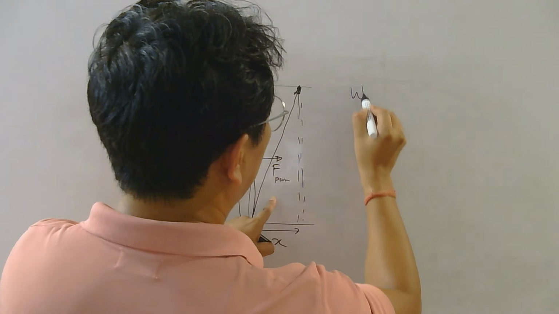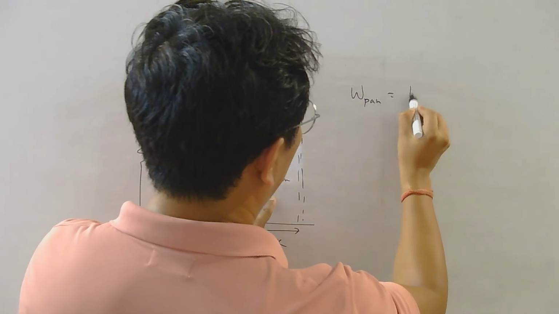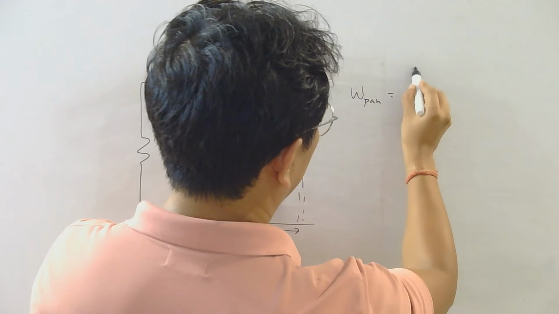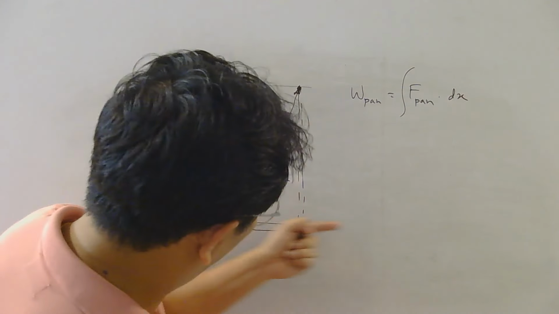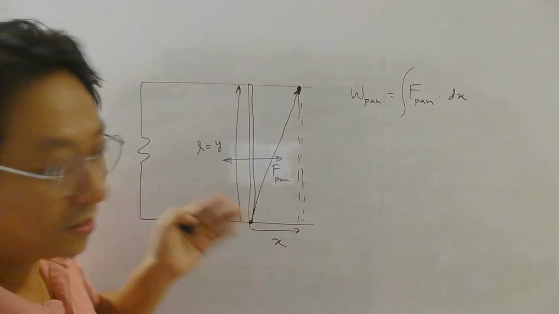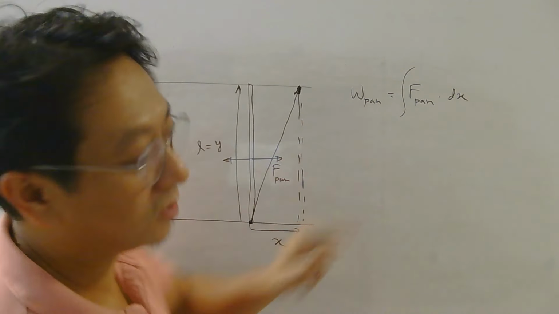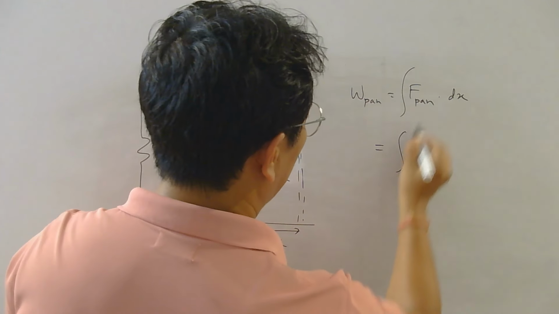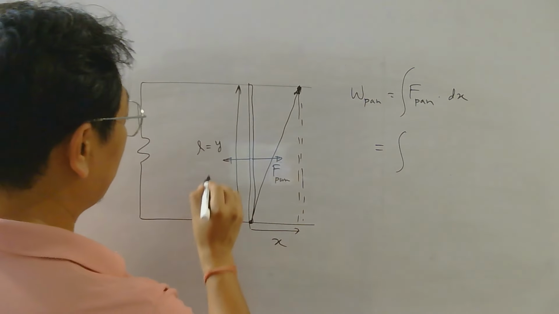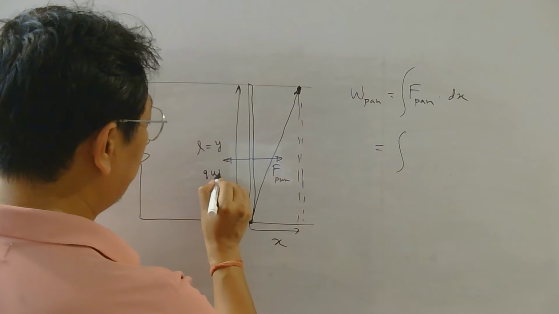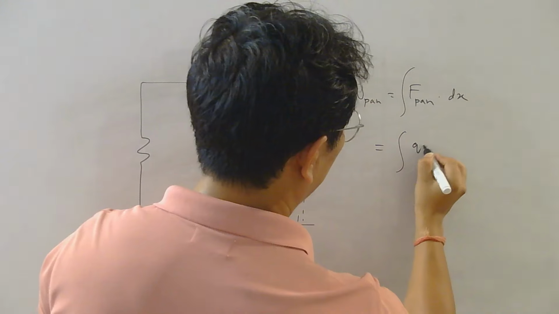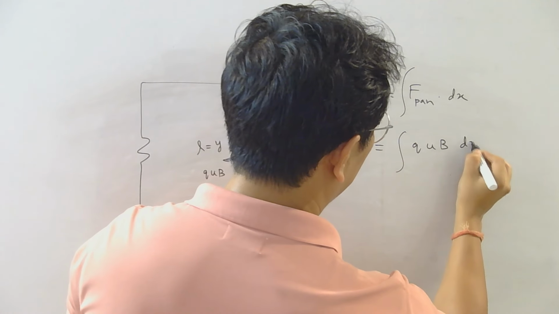So the work done by my force will be the integral of F dot dx. And since x and the force by me are in the same direction, no need to write cos theta. And what was my force? Well, that was the same as this force, which was quB, right? So this was quB into dx.